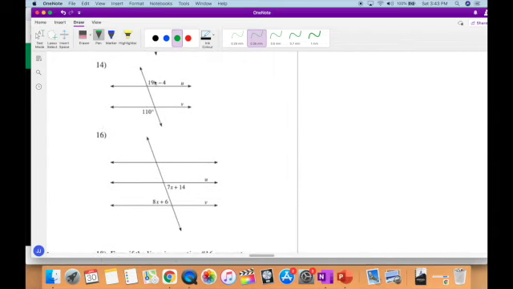Now if we look at it here, this 110 is vertically opposite to this 110. So this will be 110 here, and this 110 is corresponding with this. So now they are equal. I could say that 19x minus 4 is equal to 110. Therefore 19x is equal to 114, and x is equal to 6. Thank you.